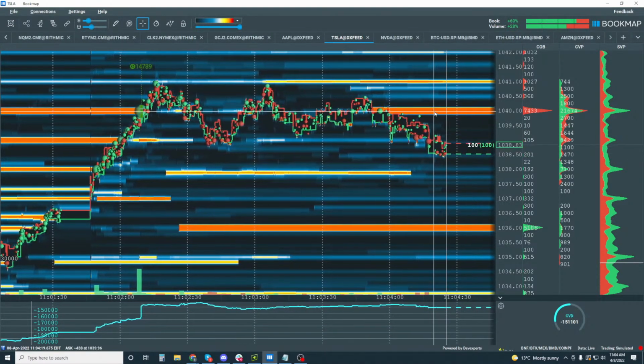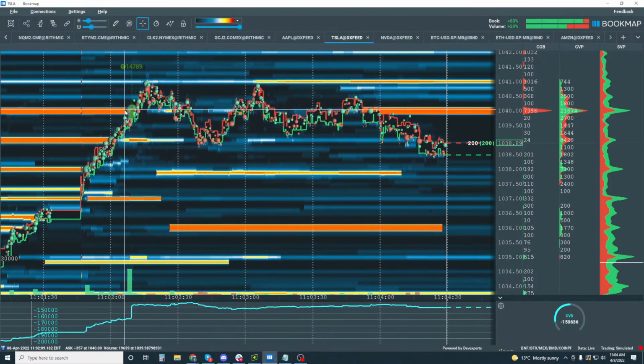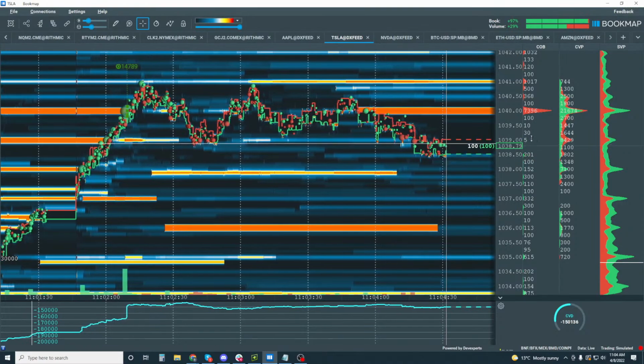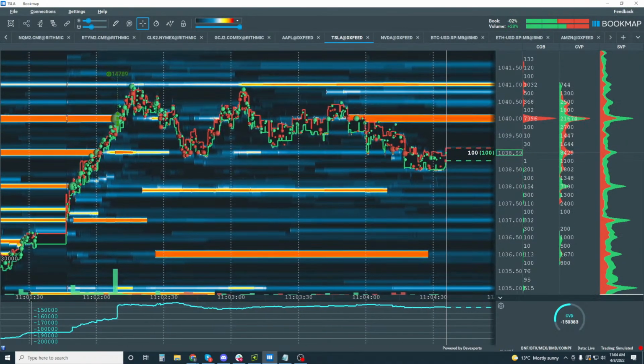Okay, so we're learning from the reaction to this liquidity up here at 1040, which was primarily our target. All right, that was a lot of stuff.